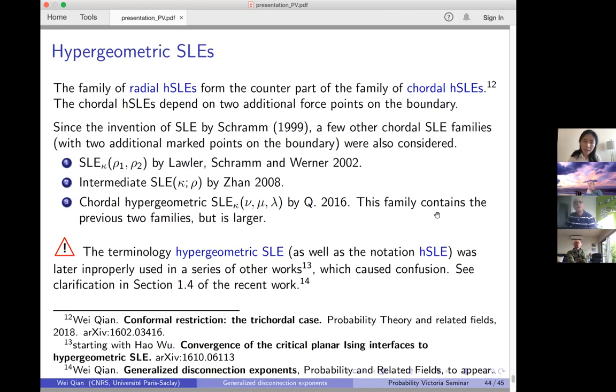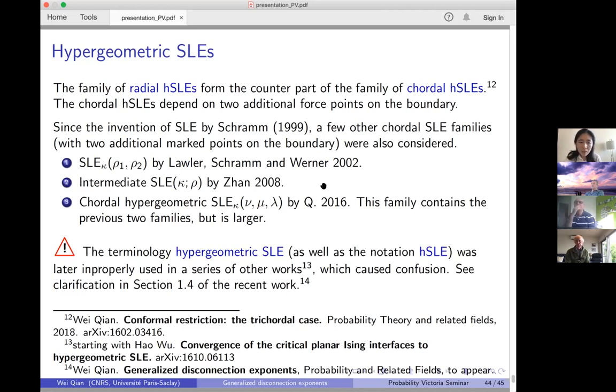So in the chordal case, there was a very well-known and common family, SLE kappa rho 1, rho 2 processes, introduced by Lawler, Schramm and Werner in 2002. And then later, Duplantier also considered intermediate SLEs, which depend on kappa and one additional parameter rho. And then later in 2016, I considered those chordal hypergeometric SLE, which depend on kappa and 3 other parameters, nu, mu, and lambda. This is where this terminology first appeared.